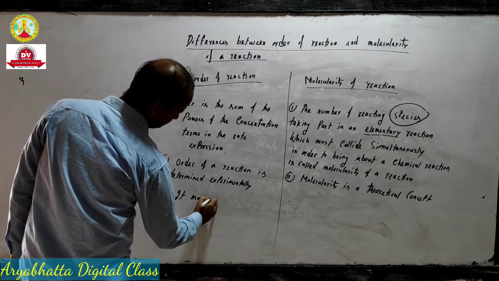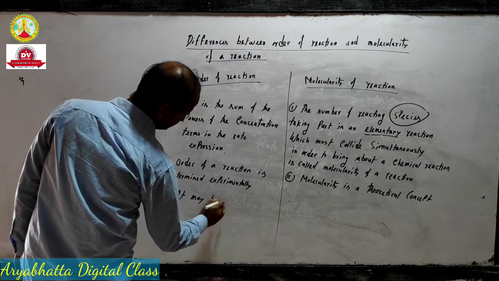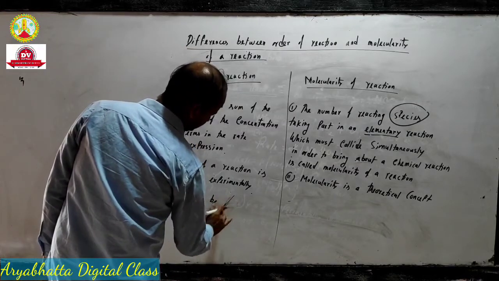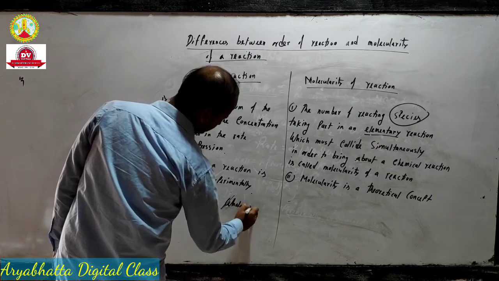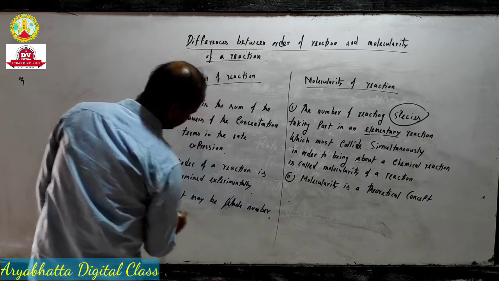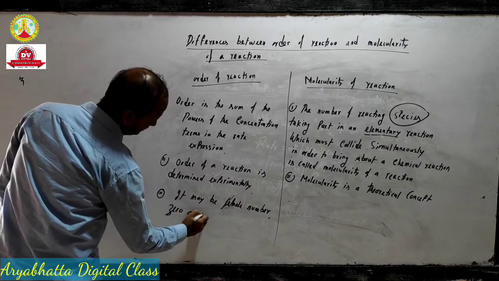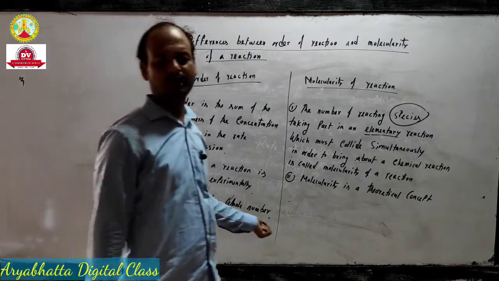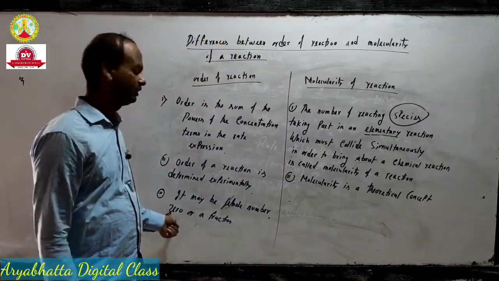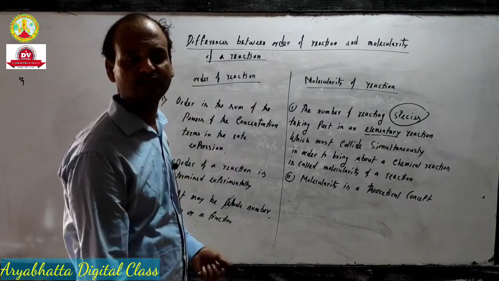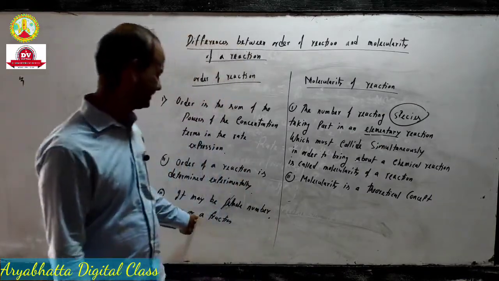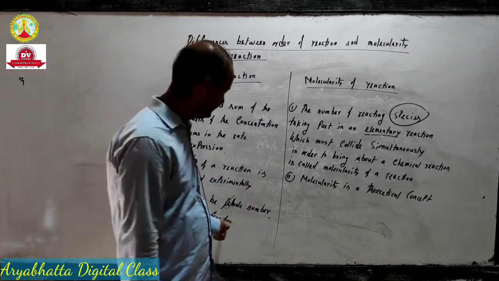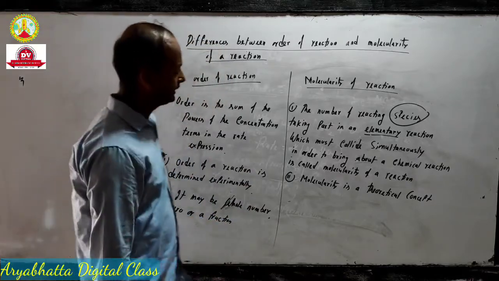Finish? Now let's see number 3. Order may be a whole number, 0, or a fraction. Order may be a whole number, meaning 1, 2, 3, and it may also be 0. I showed you zero order reaction, in which the order is 0. And in some complex reactions you will get the order as a fraction. But molecularity is always a whole number.